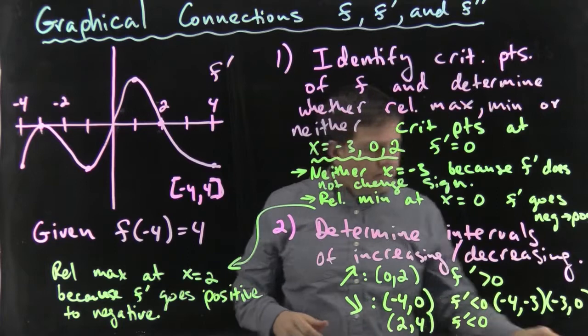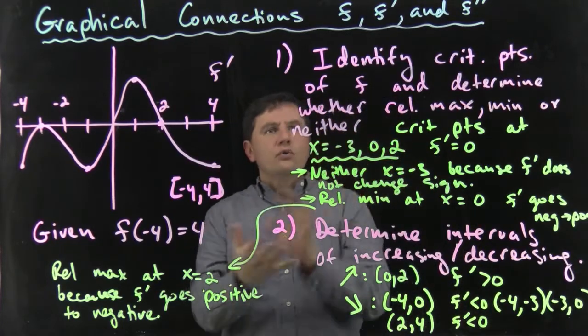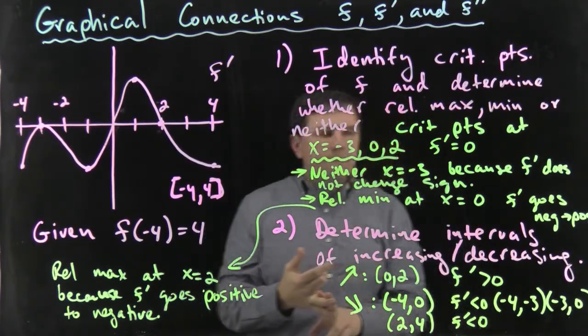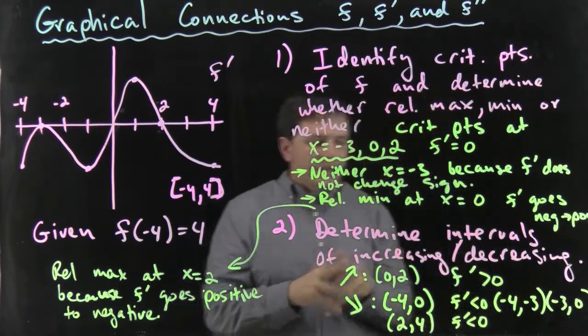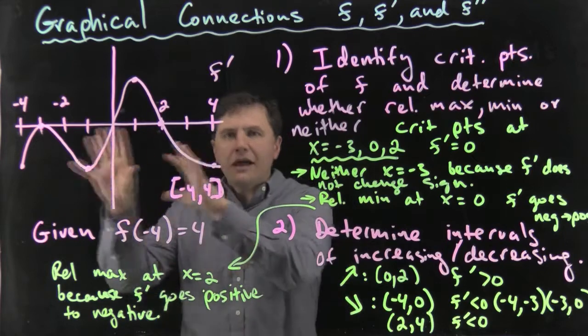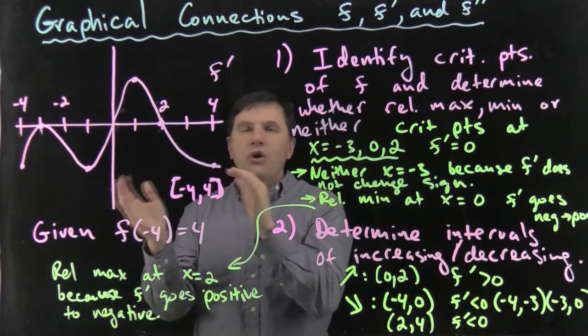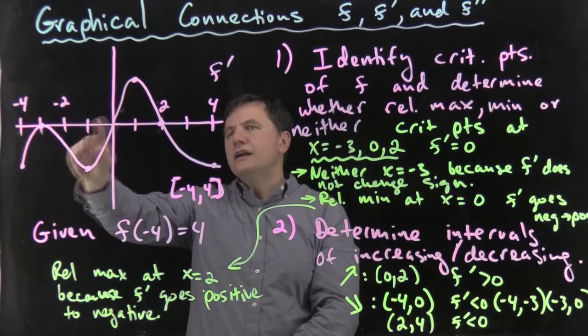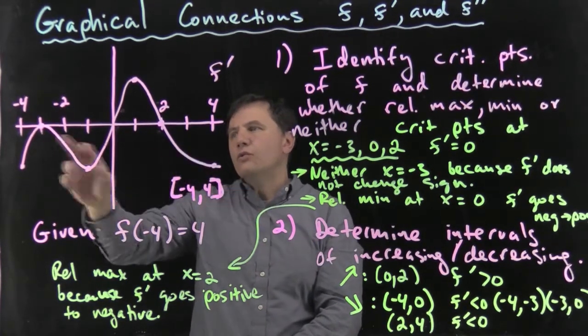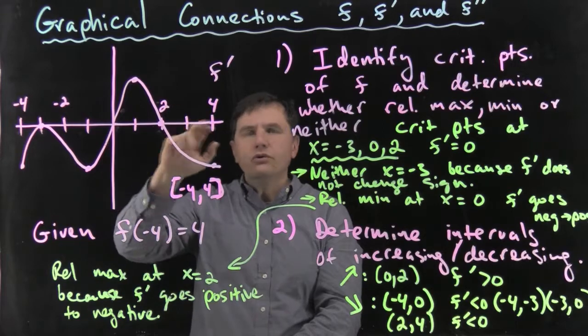Okay, so these are the questions. So critical points, and whether it has relative max, min, or neither, and then intervals of increasing, decreasing. It's just a matter of reading f prime almost like it's a sign chart, right? F prime is negative, negative, positive, and then negative with critical points at -4, 0, 2, and 4.